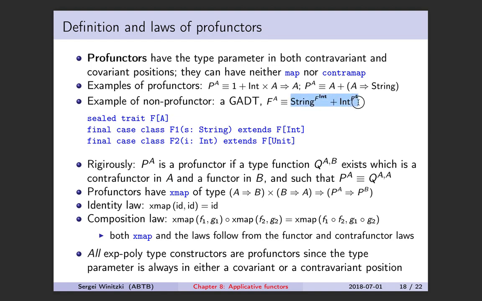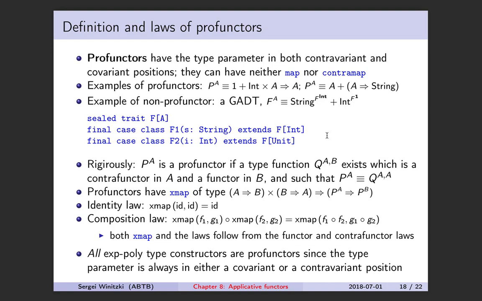I'm trying to invent a good notation for these kinds of type functions. I'm not sure this is good notation, but this basically means a string, but it is ascribed this type F of Int, and an Int, but it's considered of type F of Unit. Just by hand, we just say this is F of Unit and this is F of Int. Maybe this notation is useful, but in any case, at this point, I have very little to say about these partial type functions, except that they are not profunctors. This is an example of a non-profunctor.